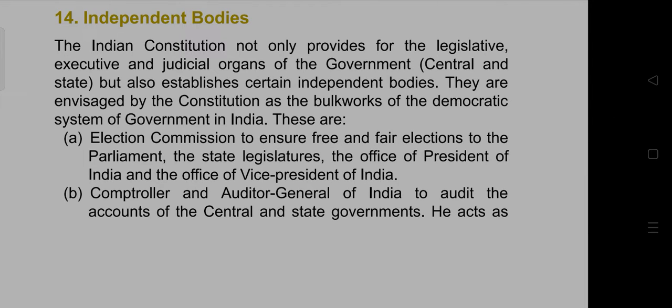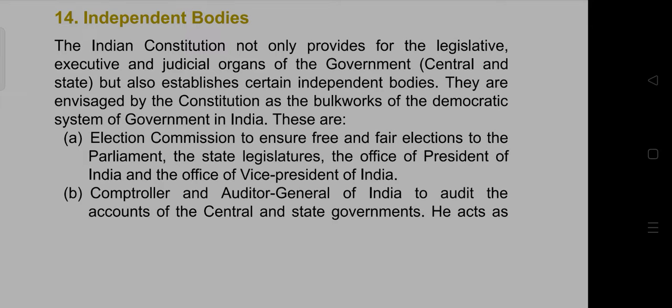14. Independent bodies. The Indian Constitution not only provides for the legislative, executive, and judicial organs of the government, central and state, but also establishes certain independent bodies. They are envisaged by the Constitution as the bulwarks of the democratic system of government in India.